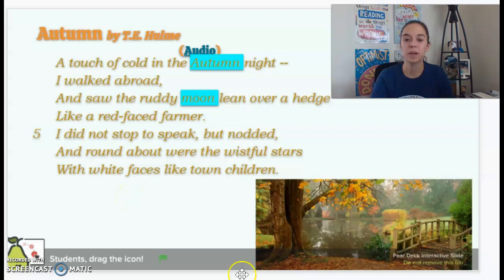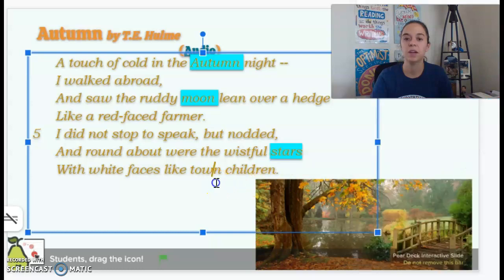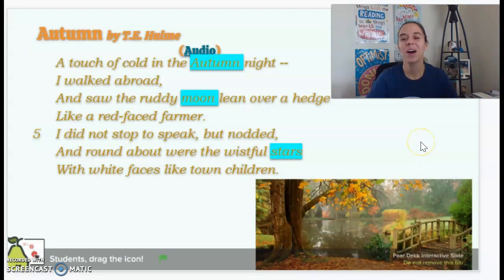I did not speak but nodded, and round about were the wistful stars. I think stars are also really important, and he also personifies them here by comparing them to the town children. Again, familiar faces, right? When we think of that, it's not like a scary image or something. Hopefully not when you read this, right? But the idea of the stars being our guide.